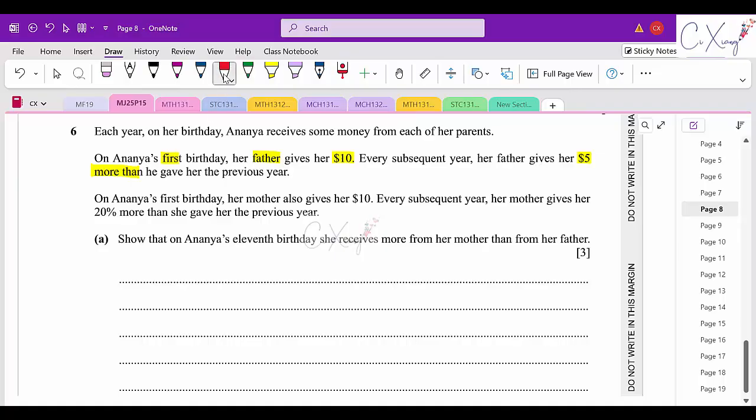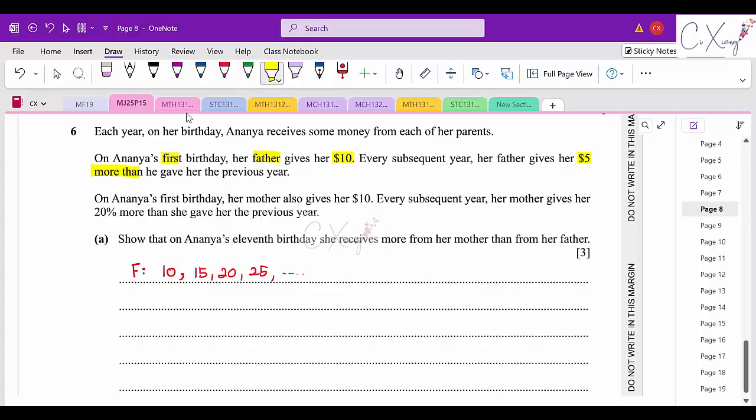So let's have a look at the amount given by the father. First year is 10. It will be $5 more than the previous year, right? So if the first year is 10, then the second year will be 15, right? How about the third year? The third year will be 20. Then so on. The next year will be 25, and of course, we'll continue. We don't need to list out everything.